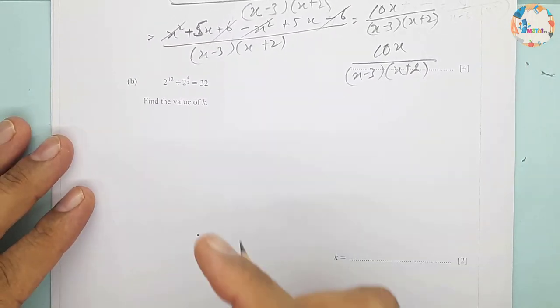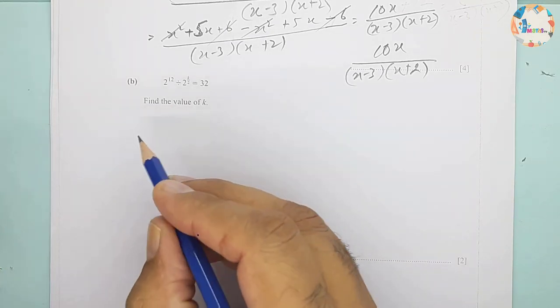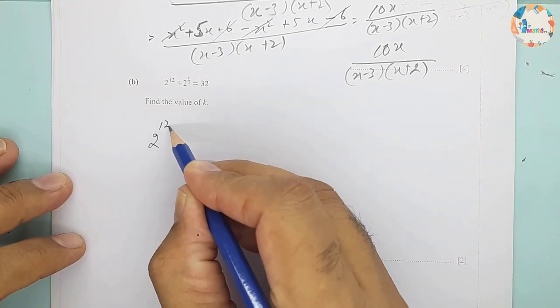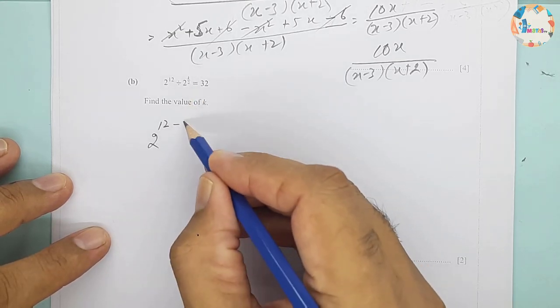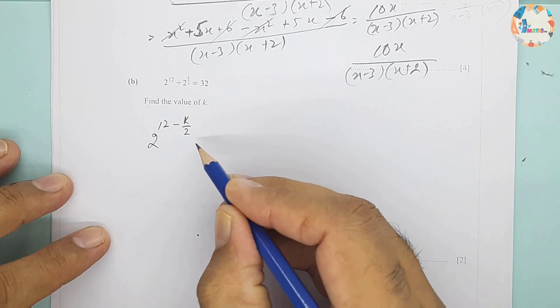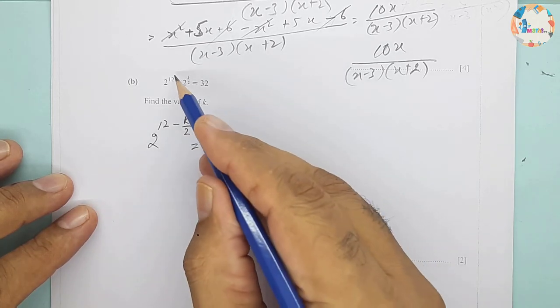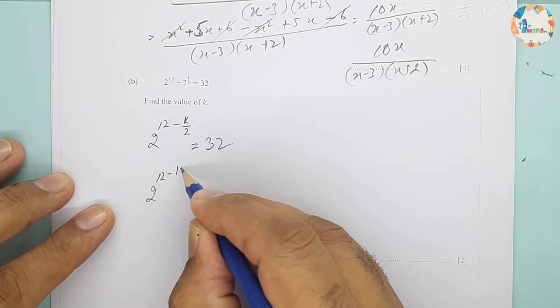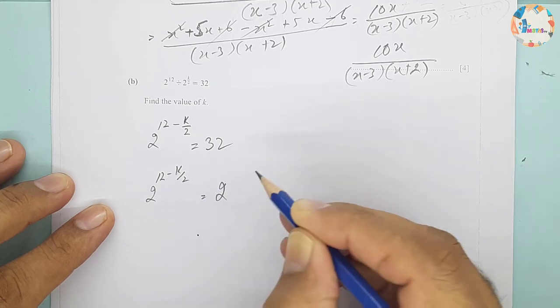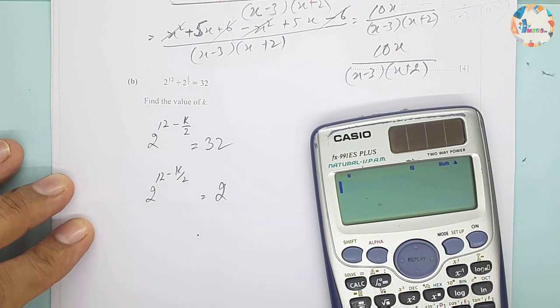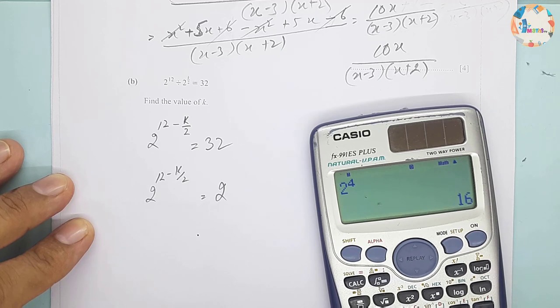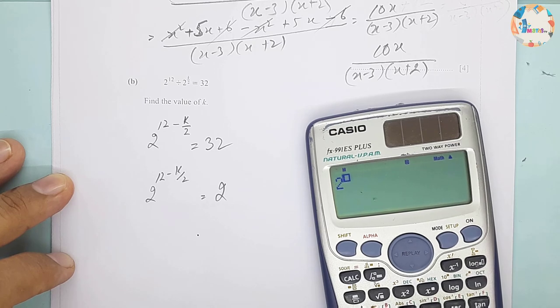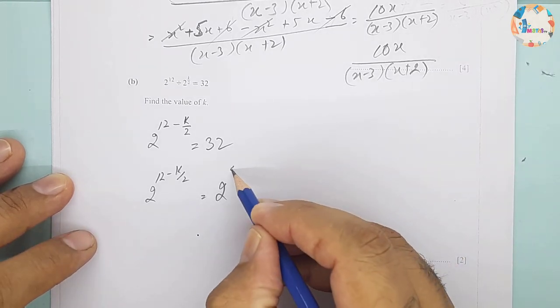Now B part, this one is a powers question. So 2 raised to power 12 minus k over 2 is equal to 32. These powers basically we have subtracted, and we can write 2 raised to power 12 minus k over 2 is equal to 2 raised to the power 4 will be equal to 16. So 2 raised to the power 5 we can check, 2 raised to the power 5 is equal to 32, so we can write 2 raised to the power 5.